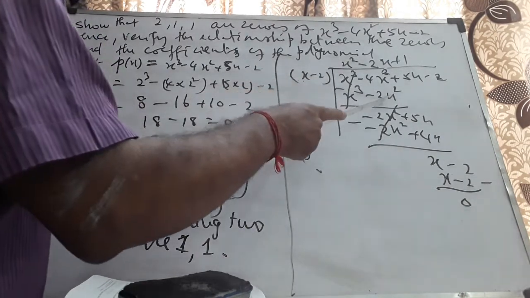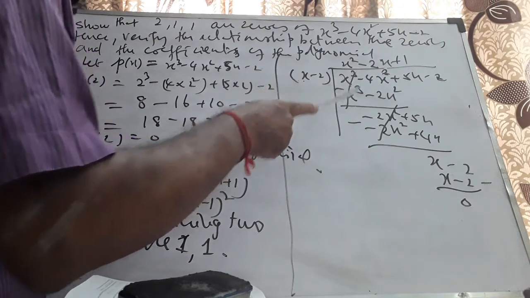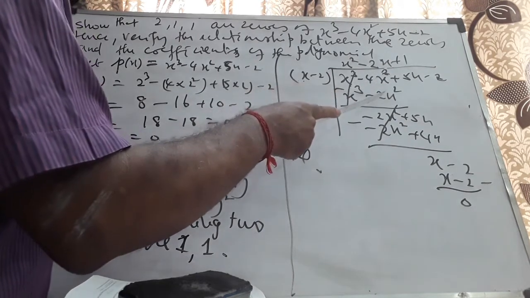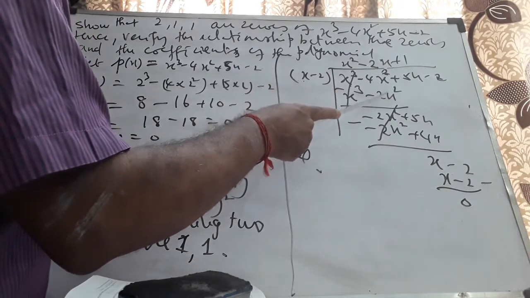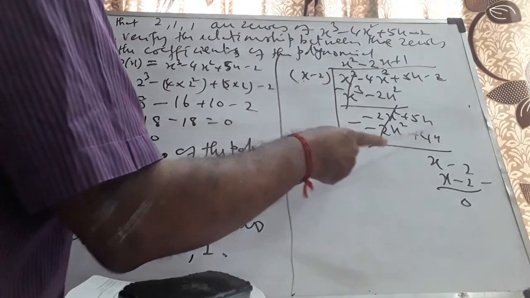x square minus 2 is minus 2x square. Subtraction will give you x cube getting cancelled. Minus 4 of minus 4 minus of minus 2 is plus 2. Therefore, minus 2x square, I will bring 5x down.